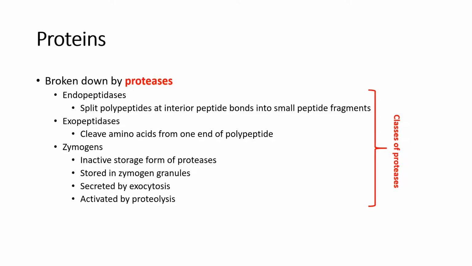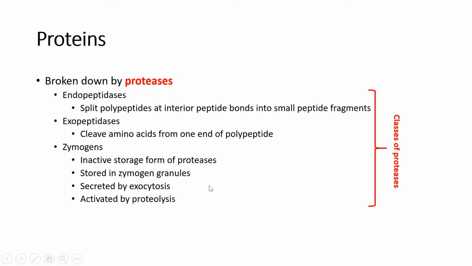So they're in their inactive form when they're secreted, and these are what we call zymogens. Now, zymogens are pretty much storage granules, so granules that are stored inside these cells, and they're secreted via exocytosis, and they're activated via proteolysis. So there's one enzyme that is going to cleave one of the amino acids off of this zymogen, and that is what will activate it or turn it on, and then it can go ahead and break down the proteins that are in the small intestine.